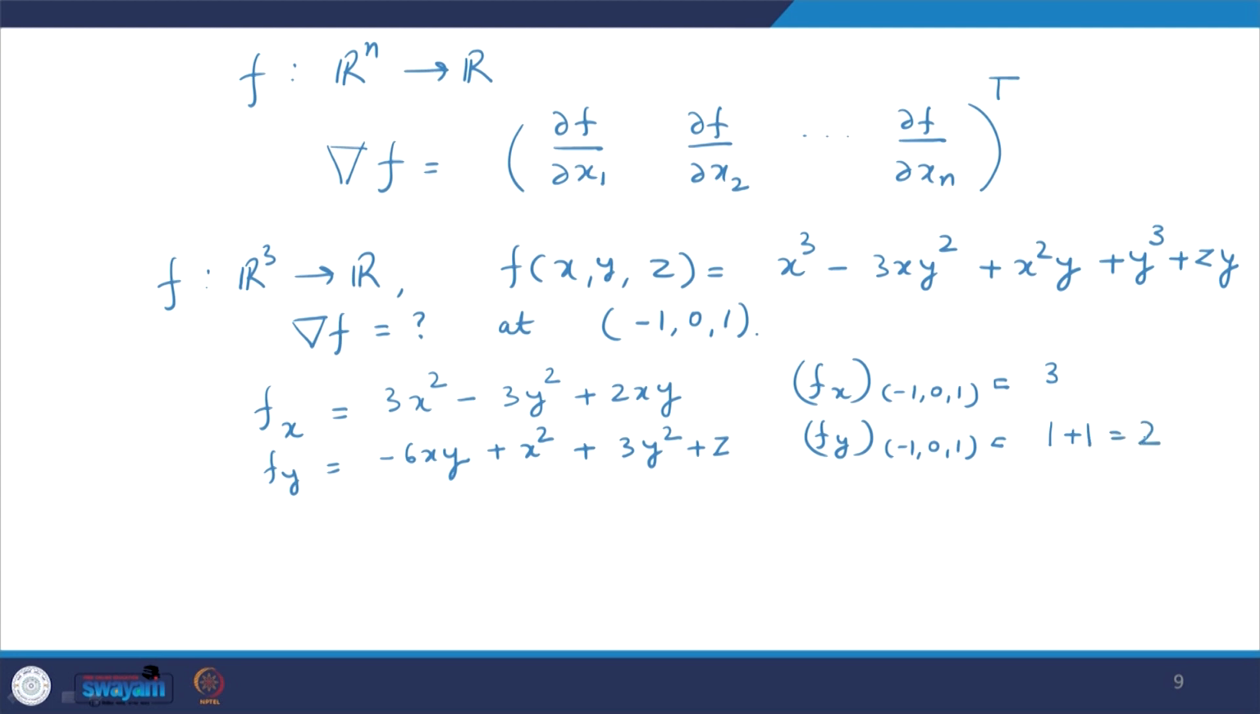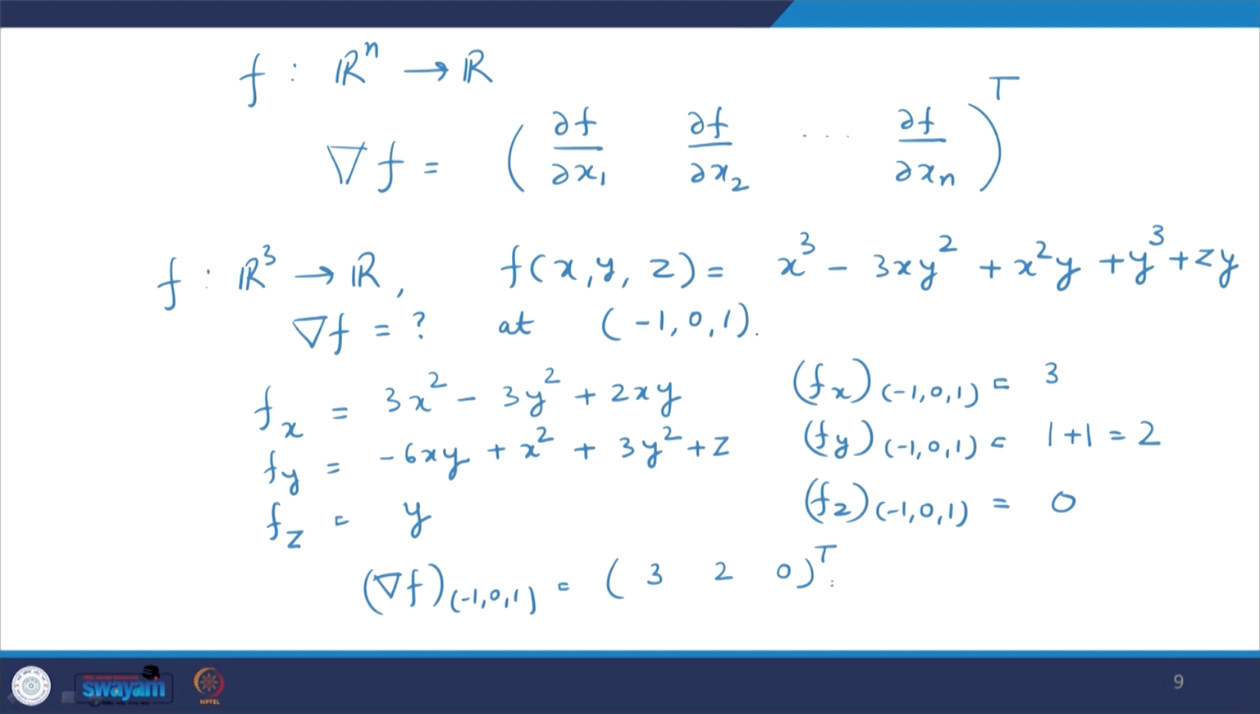Okay. And f_z will be what? f_z will be only y. So f_z at (-1, 0, 1) will be 0. So now what will be the gradient of f? The gradient of f at this point (-1, 0, 1) will be this vector (3, 2, 0) transpose. So this will be the gradient of f.